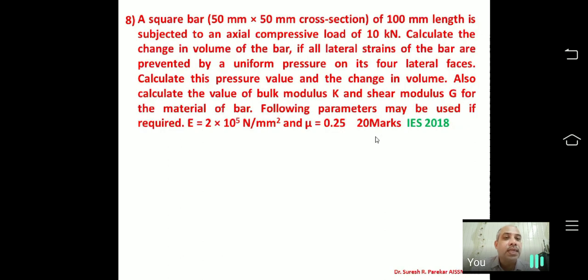So now try to understand 4 lateral faces. How many faces do we have? 6. Out of these, on 4 we have prevented all lateral strains. Means stresses are there. I have a value of sigma y also and a value of sigma z also. So you have to find out the value of sigma x, sigma y, and sigma z. So whatever deformation is there, that deformation is only along the length of the member.